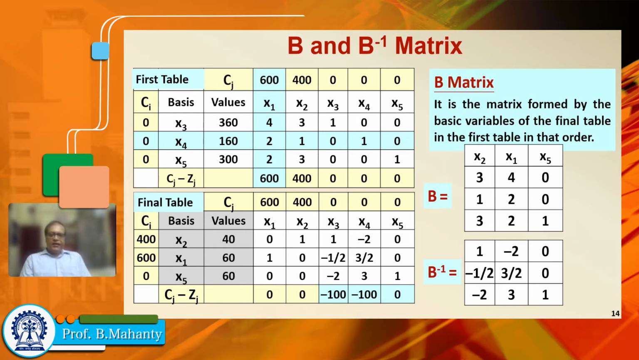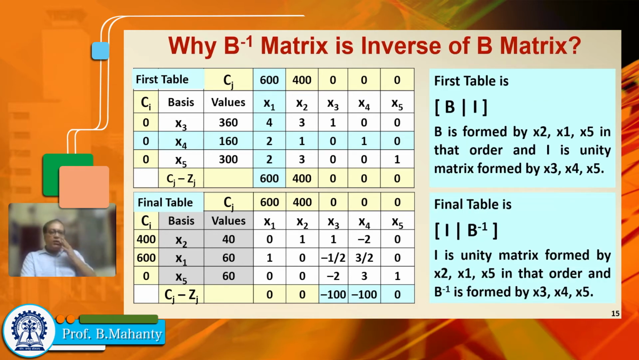So very interestingly, that means the simplex process actually inverts the basis matrix, is it not? So the basis matrix is B. B is formed by the variables in the basis in the first table, and that same matrix B is inverted to another matrix, which is the B inverse matrix in the final table. So exactly how has it happened? What is the mechanism, or the process by which this has happened? Let us try to understand the process.